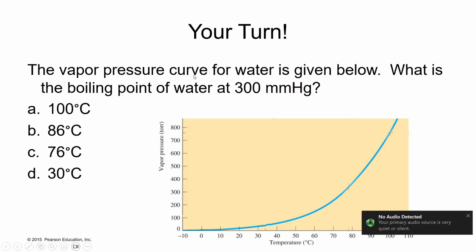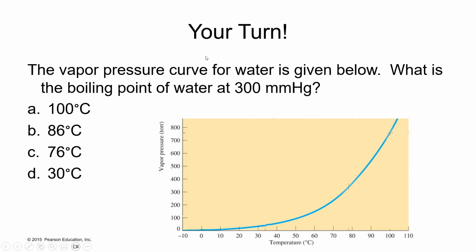The vapor pressure curve for water is given below. What is the boiling point of the water at 300 millimeters mercury? In order to read this graph, you would have to go to the 300 level and then go over until you hit the curve. Right here is where it hits, and then you go down and you can get your answer there. They're saying 76. I think it's closer to like 78 based on this, but that's the closest answer they're providing.